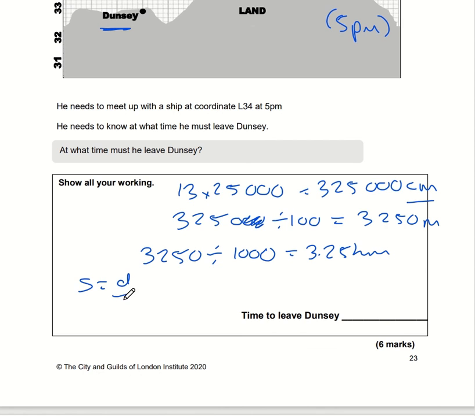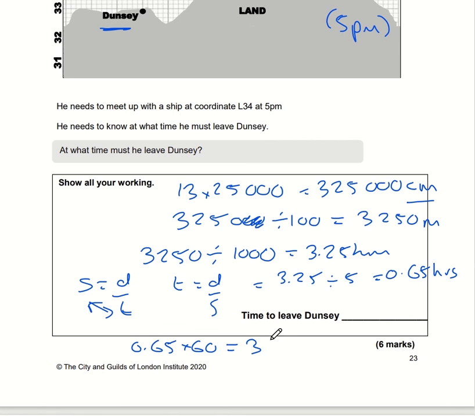So speed is the distance over time. We want the time. Time is distance over speed. We can just flip these around. So the distance is 3.25, and we're going to be dividing that by 5. And 3.25 divided by 5 is 0.65 hours. Now that isn't 65 minutes, that is less than 1 hour. What we need to do is multiply this by 60. 0.65 multiplied by 60, that comes to 39 minutes. So he needs to leave 39 minutes before 5 o'clock. So if we count back 30 minutes from 5 o'clock, that takes us to 4:30, and then subtract 9 minutes from that, that will take us to 4:21. So he needs to leave Dunsey at 4:21.